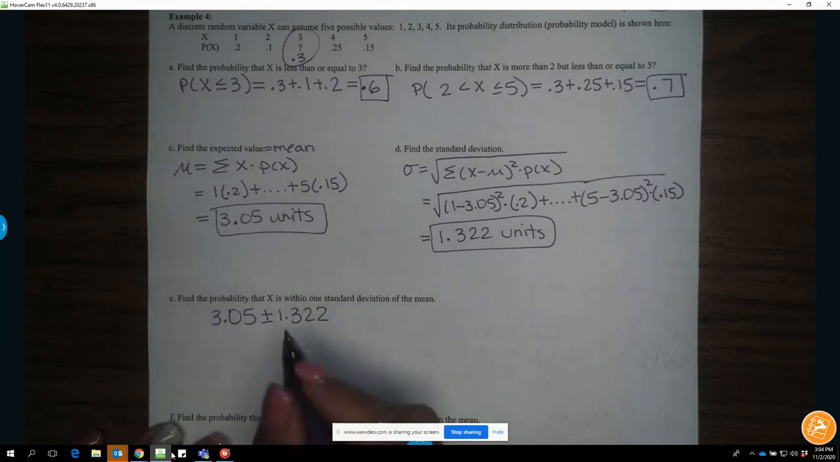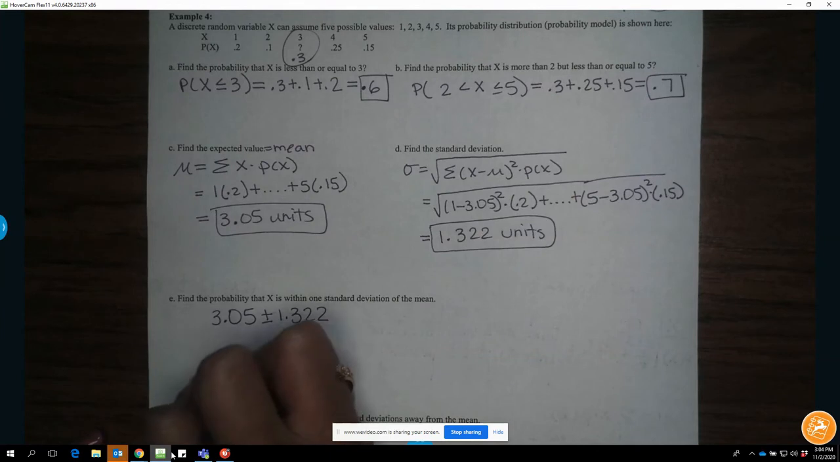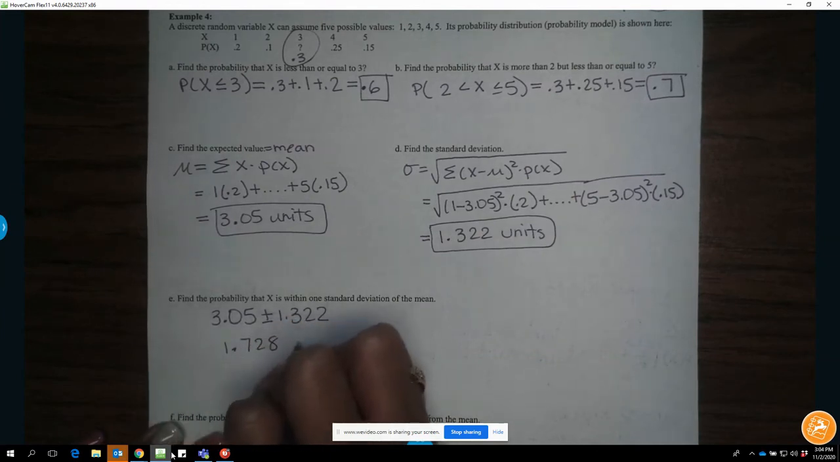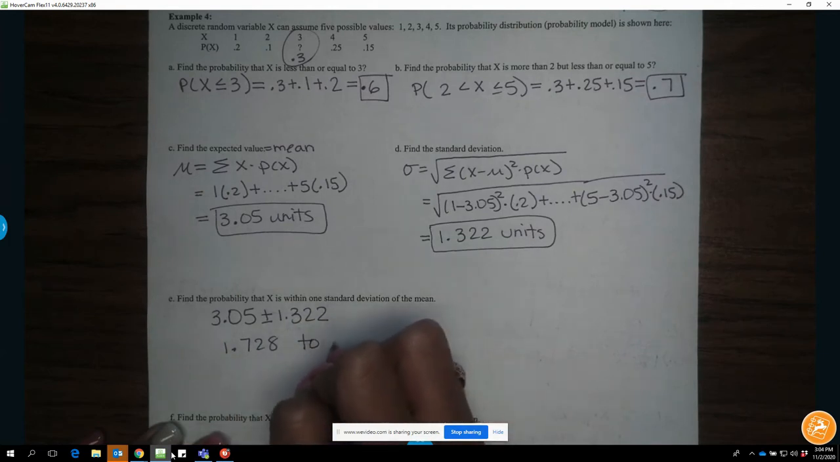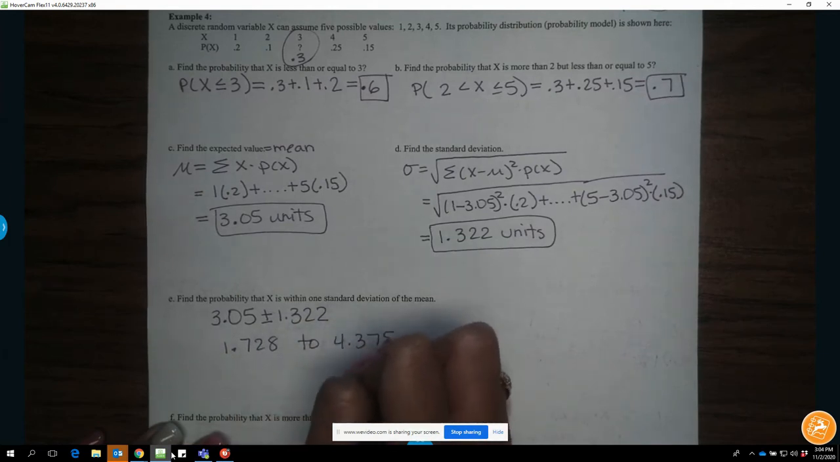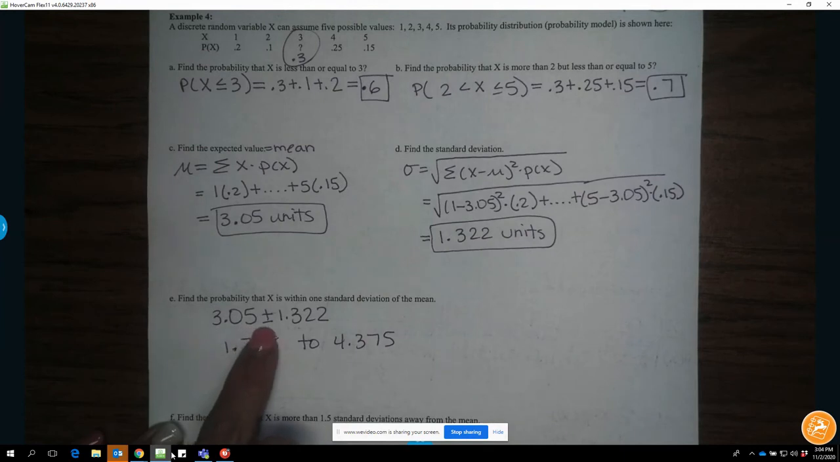So when I do that, x needs to be from 1.728 to 4.378. All I did was 3.05 minus 1.322 to get this number, and then 3.05 plus 1.322 to get that number. So x needs to be between 1.7 and 4.3.